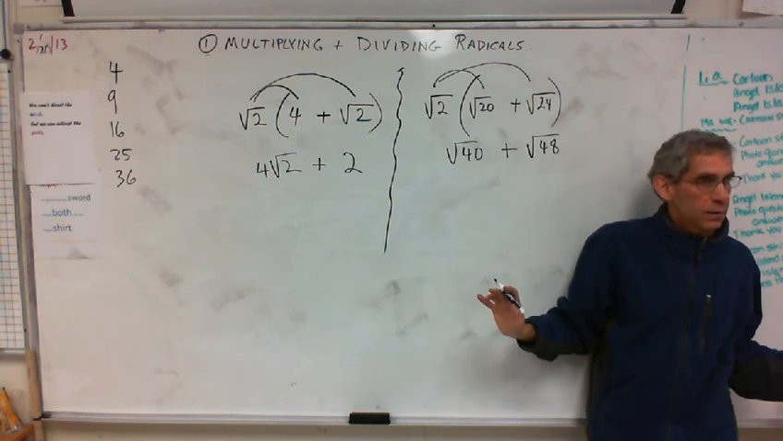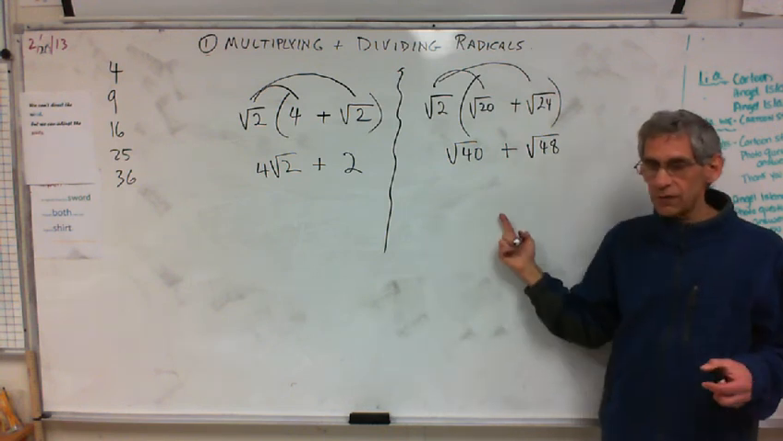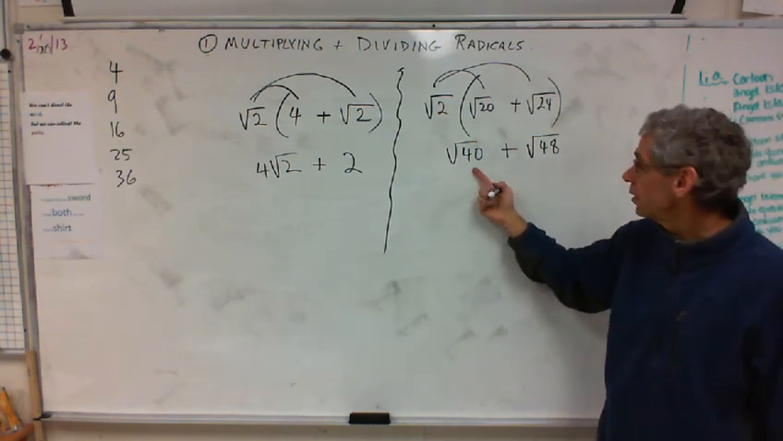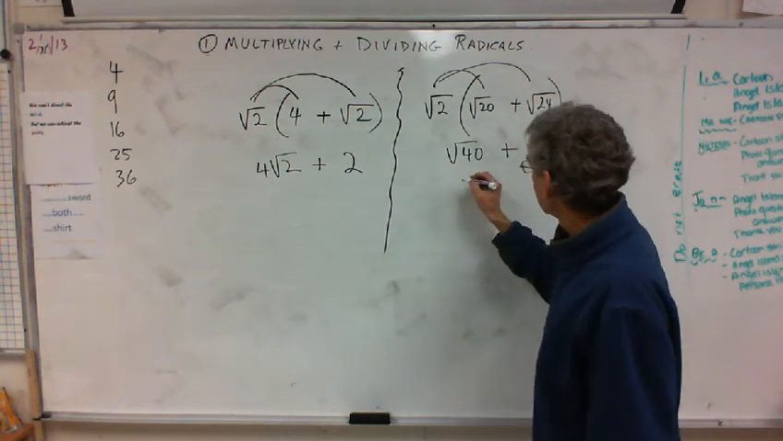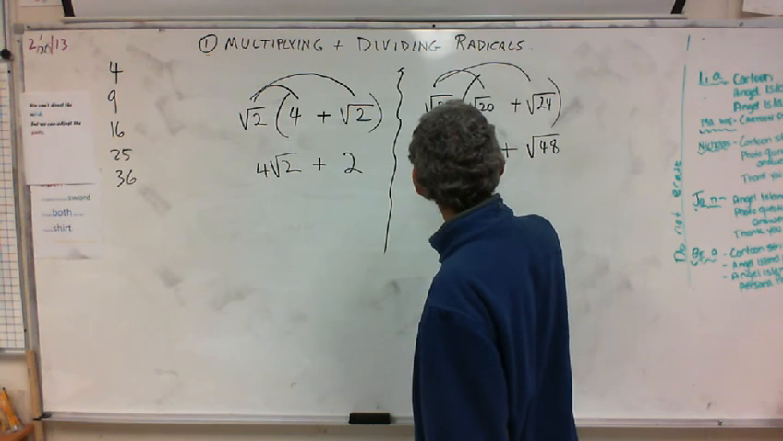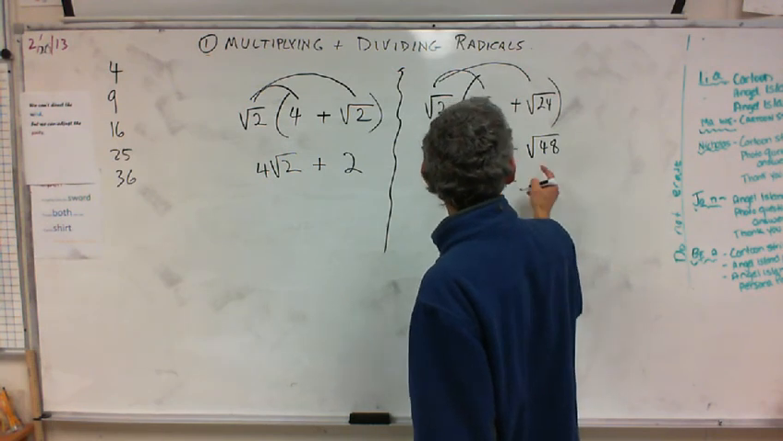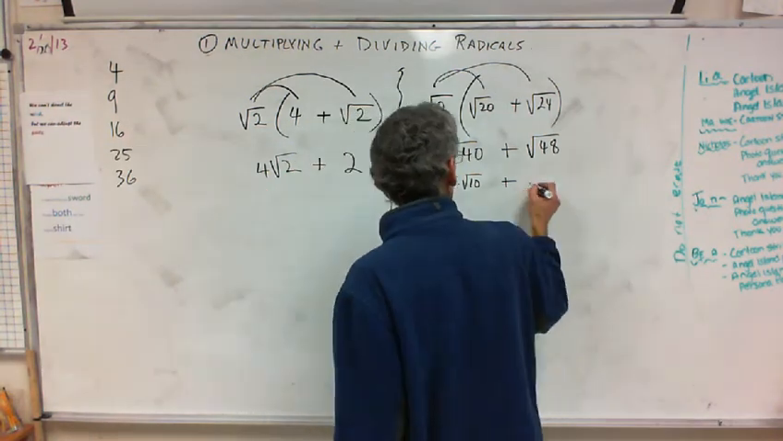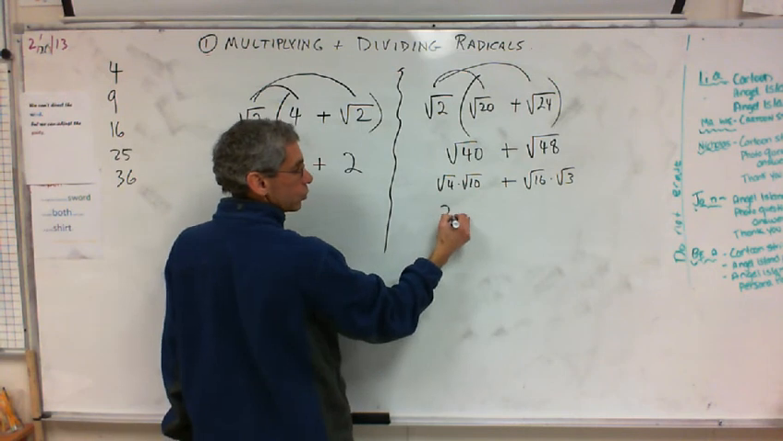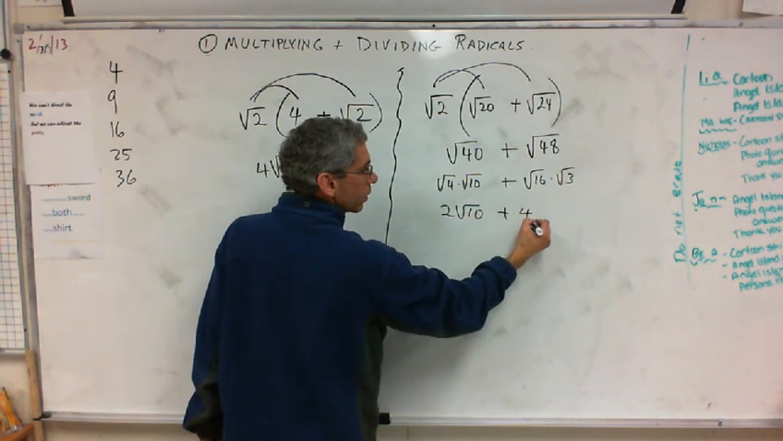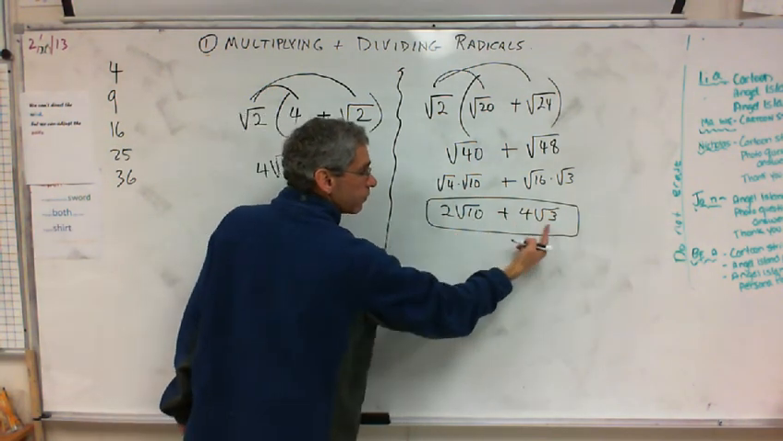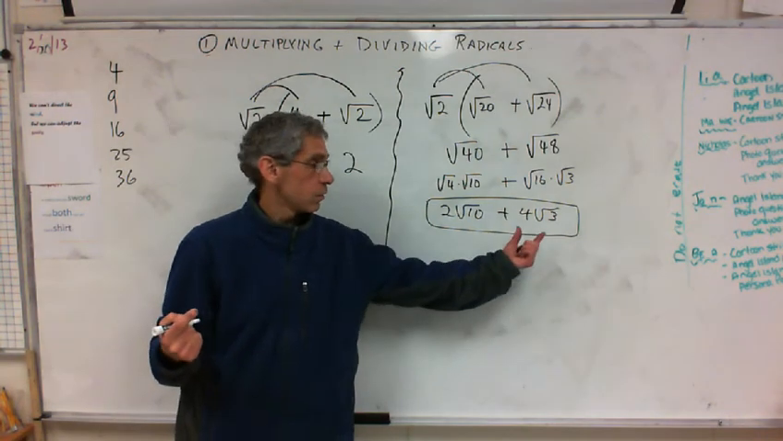No. Why? Because I have to simplify them and see. Maybe I will have like terms. If I do, then I can add them, right? Maybe I won't. So what of these goes into 40? 4. So square root of 4 times the square root of 10 plus, which of these goes into 48? 16. Square root of 16 times the square root of 3. So I have 2 square root of 10 plus 4 square root of 3. It doesn't work, so that's my final answer, because I don't have like terms, the square root of 10 and the square root of 3.